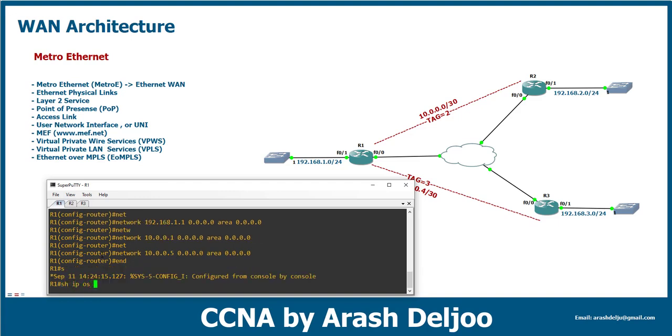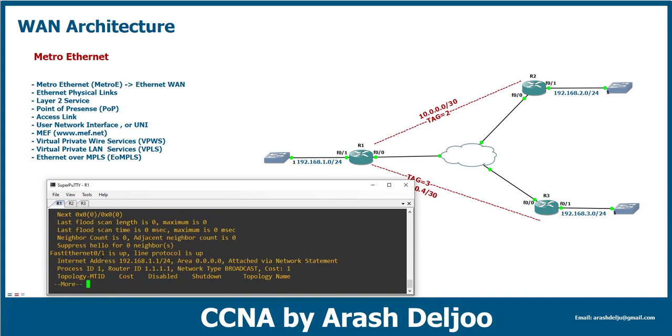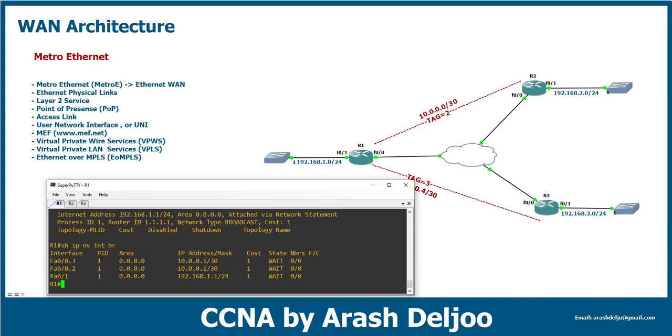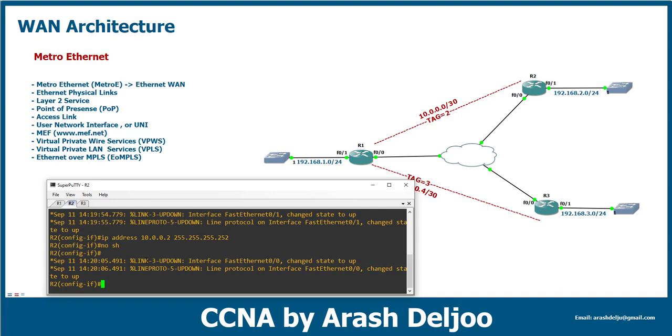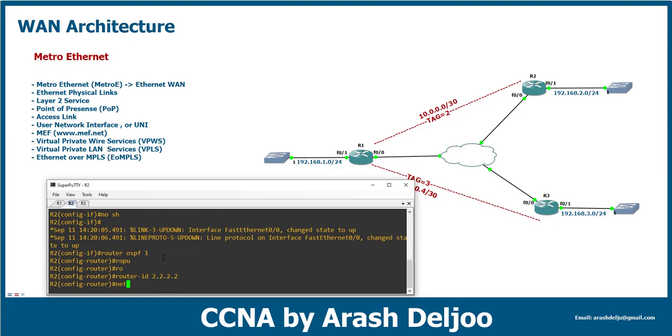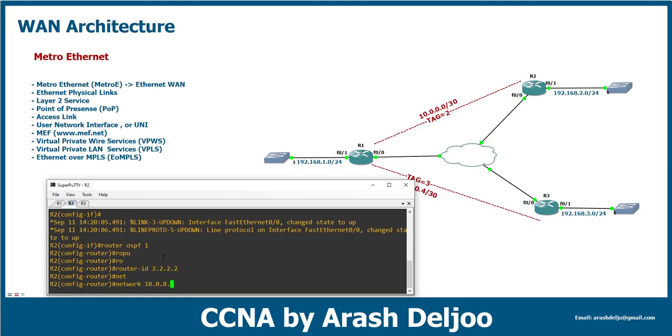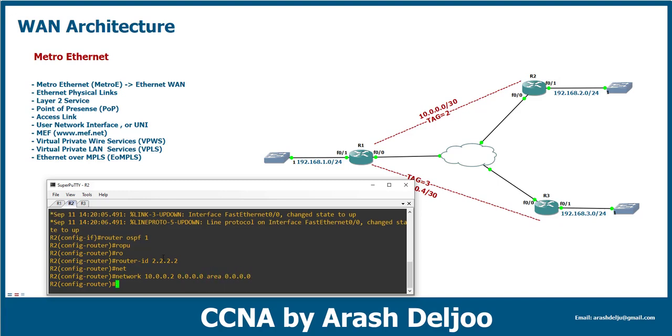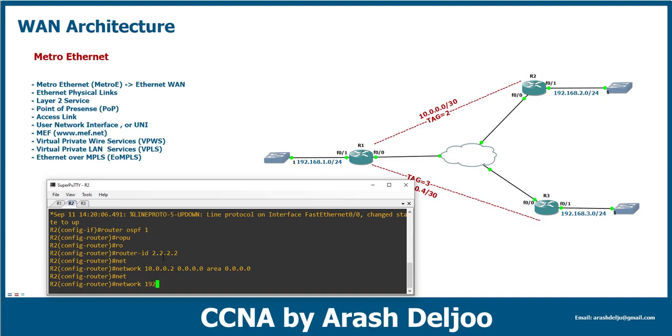Show ip ospf interface brief can show us that we have OSPF on all of these interfaces, FastEthernet 0/0, 0/2 and 0/3. Now let me enable OSPF on router 2: router ospf 1, router ID is, for example, quad 2. Then the first network statement is 10.0.0.2 quad 0 area, again quad 0, and after that network 192.168.2.2 quad 0 area, for example 0.